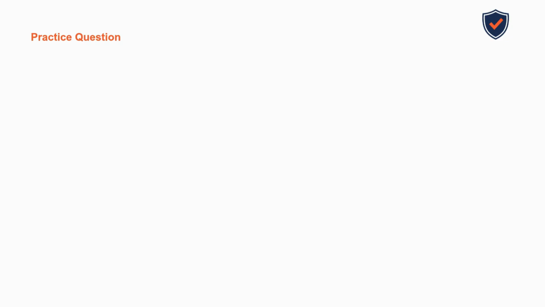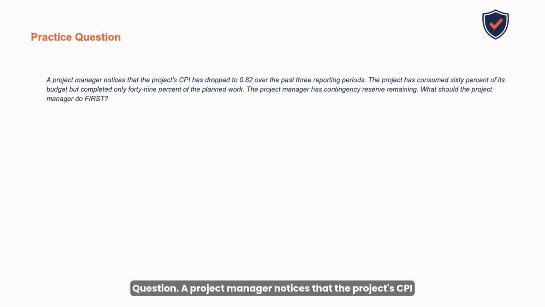Let's test your understanding. Question. A project manager notices that the project's CPI has dropped to 0.82 over the past 3 reporting periods. The project has consumed 60% of its budget, but completed only 49% of the planned work. The project manager has contingency reserve remaining. What should the project manager do first?